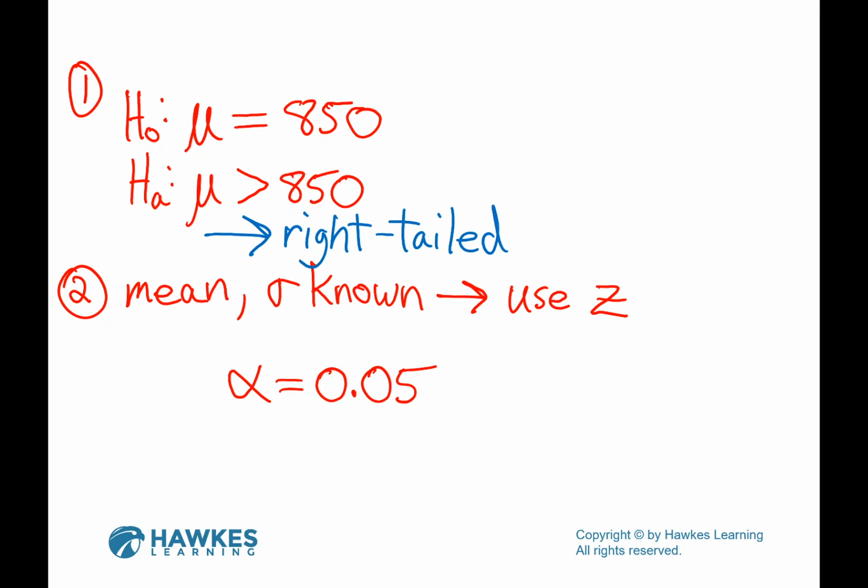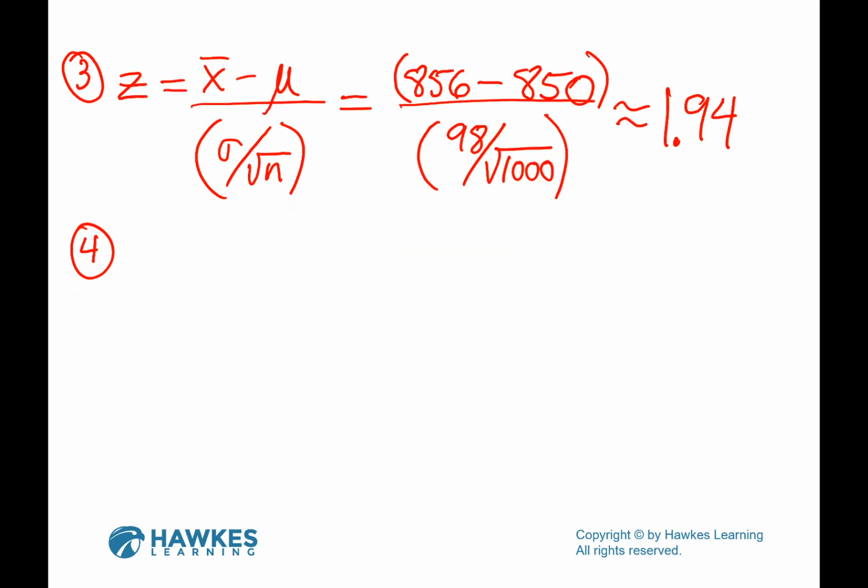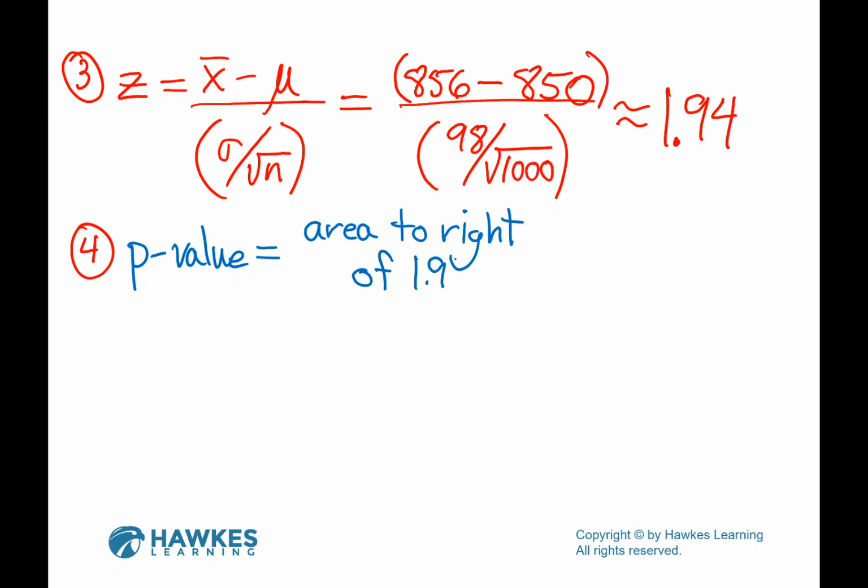So right-tailed, we want the area to the right of 1.94. So we can look up negative 1.94. We look up negative 1.94, and I get 0.0262.